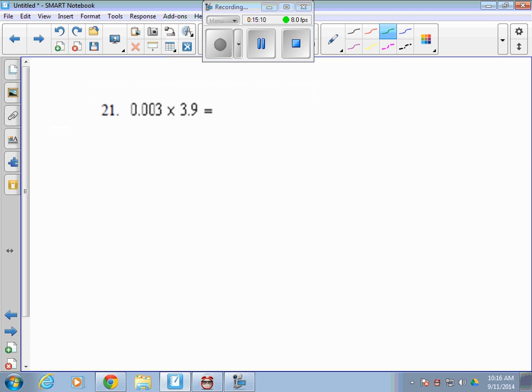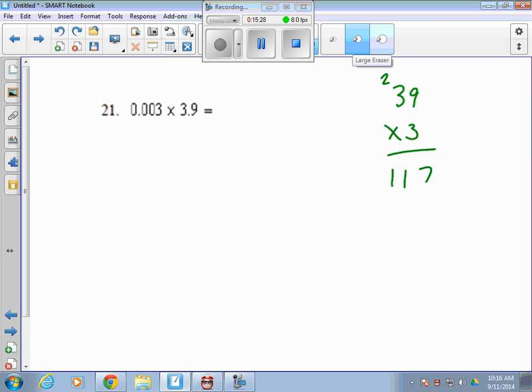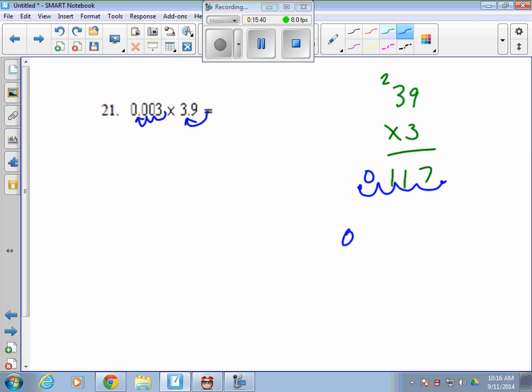Just pick that one. 0.003 times 3.9. Just multiply 39 times 3. 3 from this one, 39 from that one. 9 times 3 is 27. 3 times 3 is 9. Plus 2 is 11. So we have 117. And then count the decimals. You have to move 1 time for this one, 2, 3, 4 times total. So from here, 1, 2, 3, 4. We got to fill in one spot. So 0.0117.